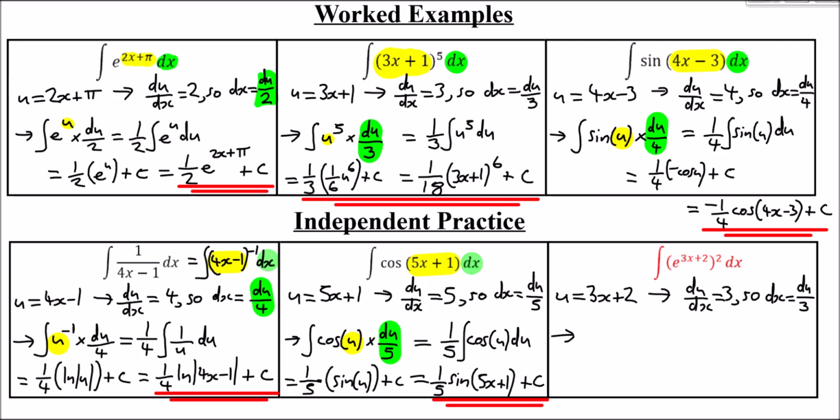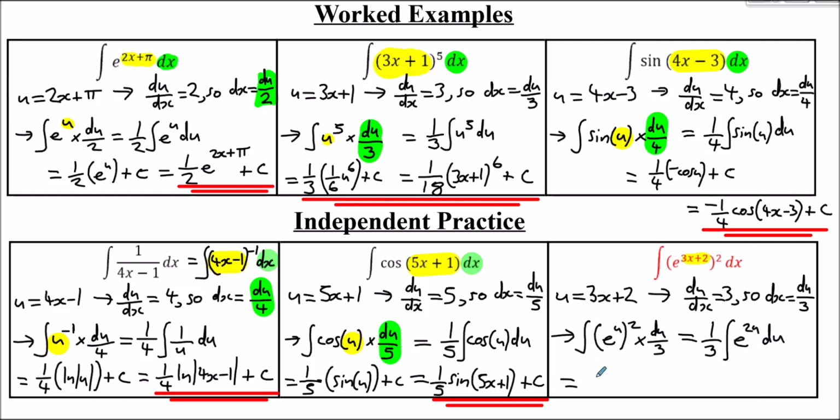So we're just saying that 3x plus 2 now is our u function. So we're going to transform this into the integral of e to the u all squared times dx, but dx is now du over 3. Again, that third we can take to the outside. e to the power u to the power 2 becomes e to the power 2u with respect to u. And then we can integrate this using our knowledge of how we integrate exponential functions.